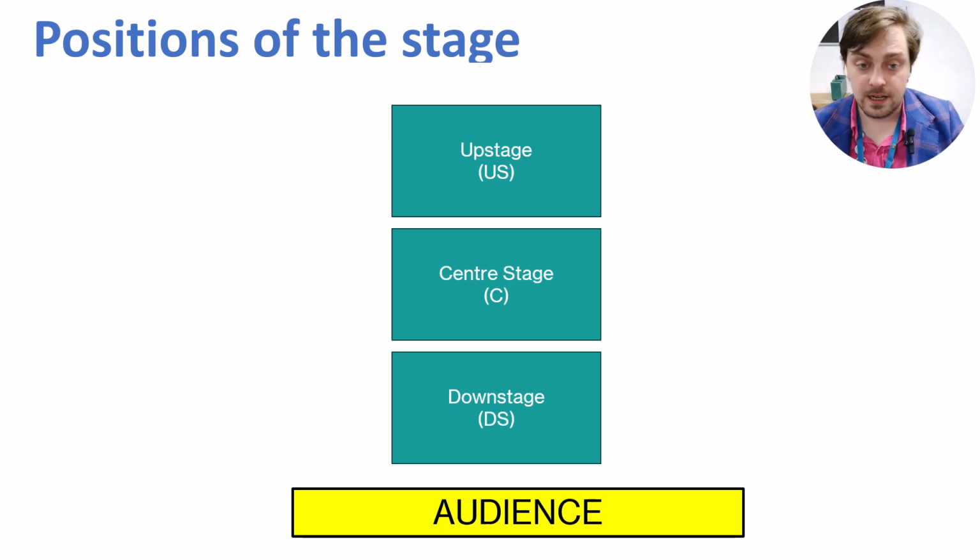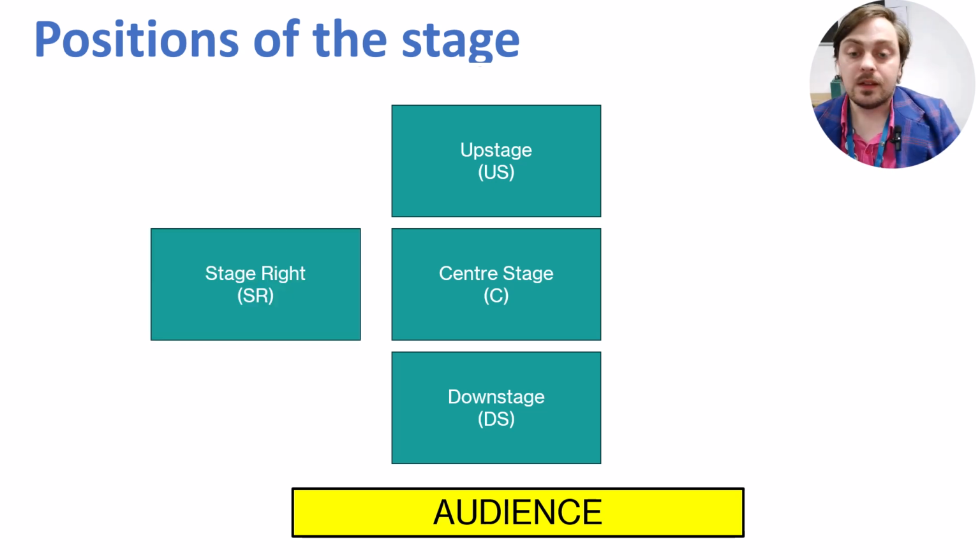If I move closer to the audience, I am downstage, and if I move further away from the audience, I am upstage. Now, a really easy way to remember this is to think of every stage as being on a slope, and lots of professional stages are sloped. If you go down that slope, you are downstage, you are close to the audience, and if you go up that slope, you are upstage, further away from the audience.